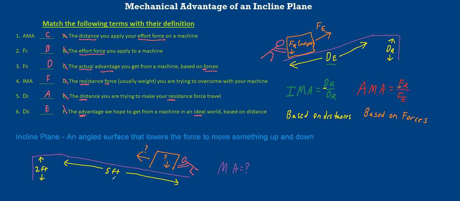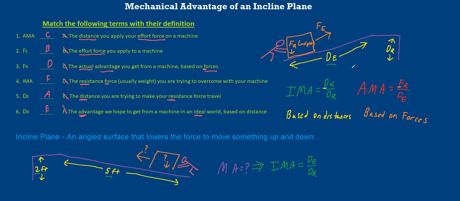Well, you might notice we are given 2 distances, and we look, okay, what do we use to calculate our distances? Well, that is the IMA. The IMA-DR equation is based on our D distances. So we'd say to solve for this, we would use our IMA equation, IMA-DR. IMA equals DE over DR. And if we look, we know what these numbers are.